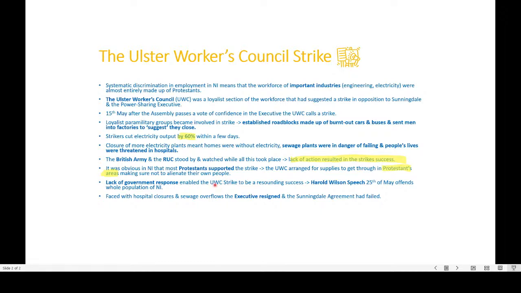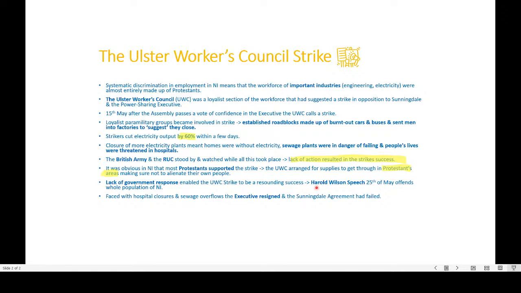So we could even make reference to Harold Wilson's speech on the 25th of May, as he essentially offends the whole population of Northern Ireland. During this television broadcast of his speech, Harold Wilson refers to loyalists in Northern Ireland as thugs and bullies, and this just added to the increasing difficulty associated with, I suppose, implementing the Sunningdale Agreement in Ireland.